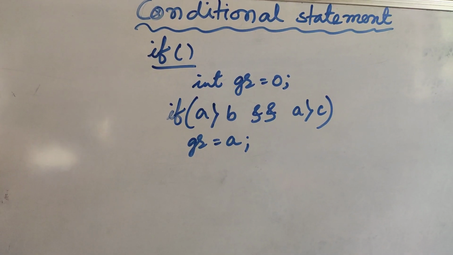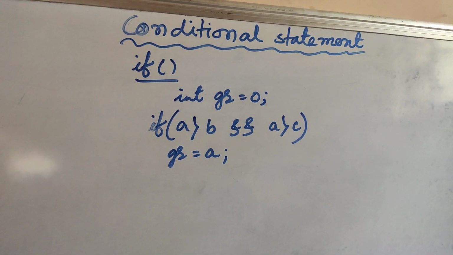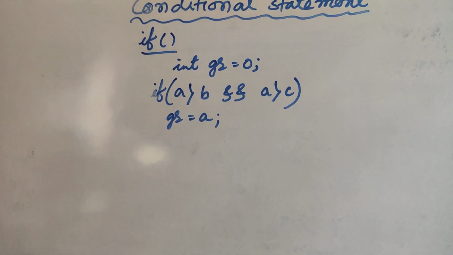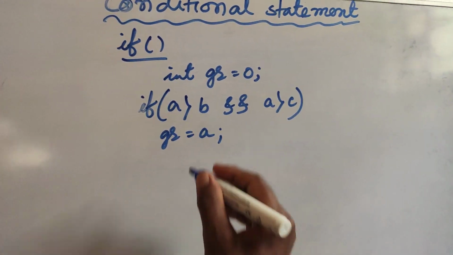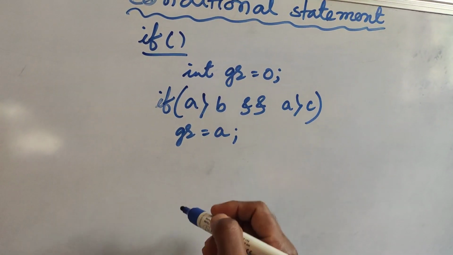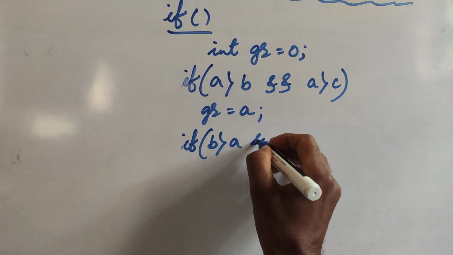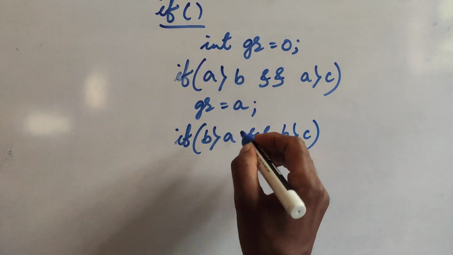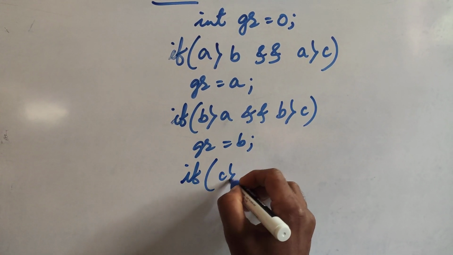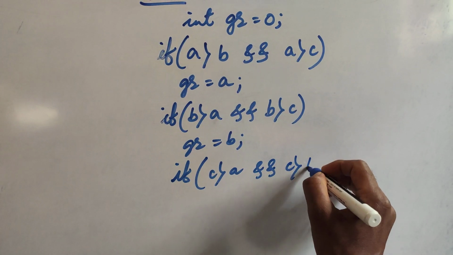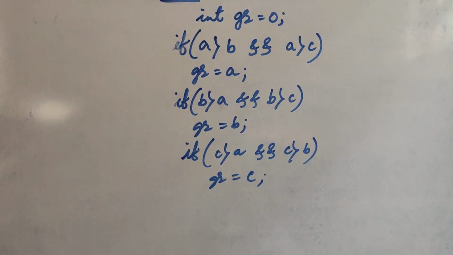If I am asking you to write a program to input three numbers A, B, C, that means you input three values in variable A, variable B and variable C. To find out only the greatest A, you write this. For B also you need to write one more statement: if B greater than A and B greater than C. In this statement I am making B the greatest. If C greater than A and C greater than B, gr equal to C. Here we are making C the greatest number.